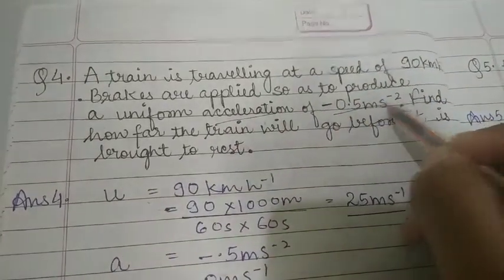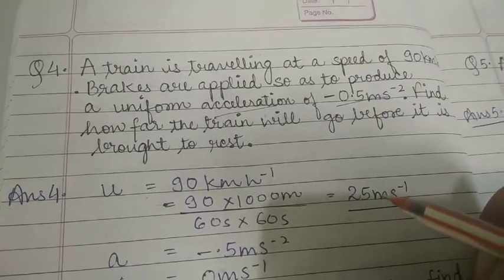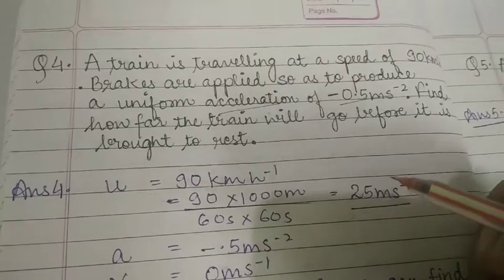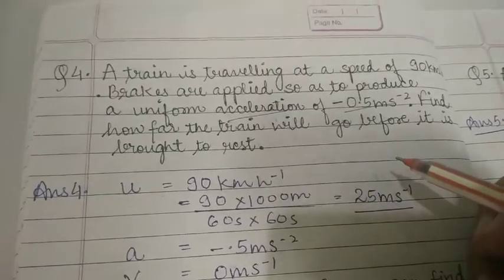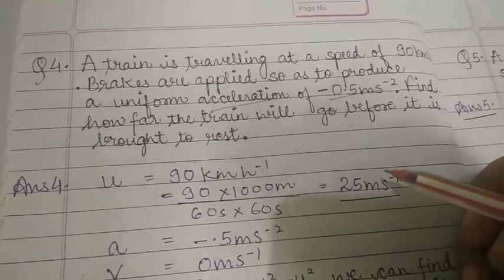Acceleration of minus 0.5 meter per second square. Now what you have to find is how far the train will go before it is brought to rest. So overall you have to find the distance. Alright, so what is given to you?